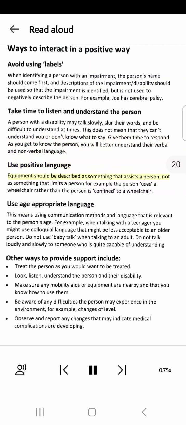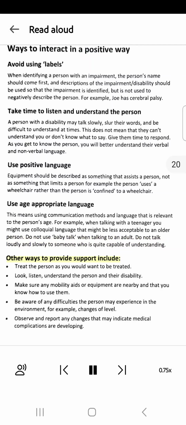Use positive language. Equipment should be described as something that assists a person, not as something that limits a person. For example, the person uses a wheelchair rather than the person is confined to a wheelchair. Use age-appropriate language. This means using communication methods and language that is relevant to the person's age. For example, when talking with a teenager, you might use colloquial language that might be less acceptable to an older person. Do not use baby talk when talking to an adult. Do not talk loudly and slowly to someone who is quite capable of understanding.